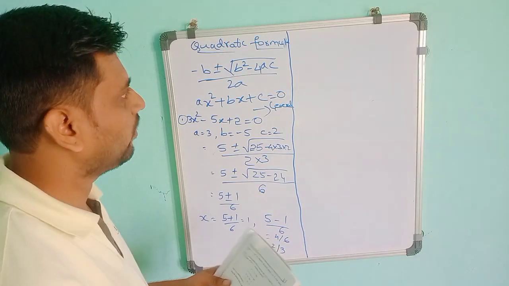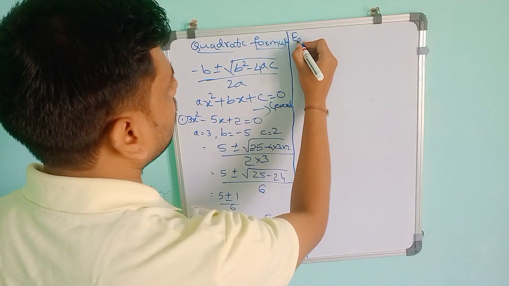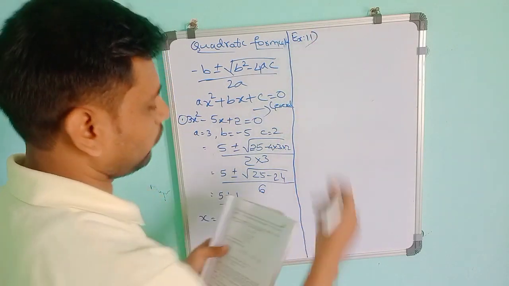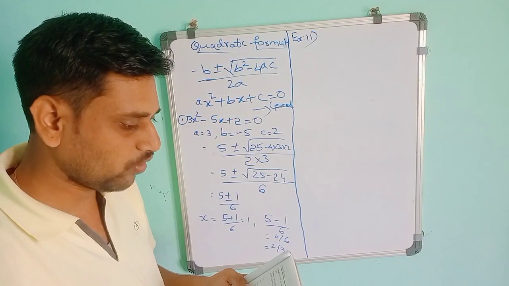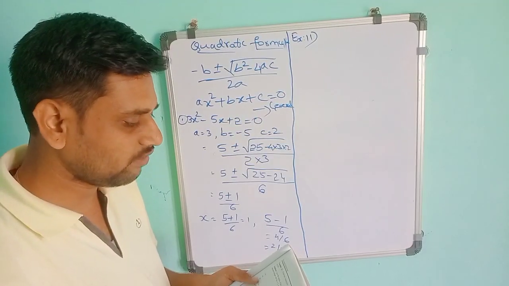Then example 11 in your textbook. The question is like this: find two consecutive odd positive integers, the sum of whose squares is 290.